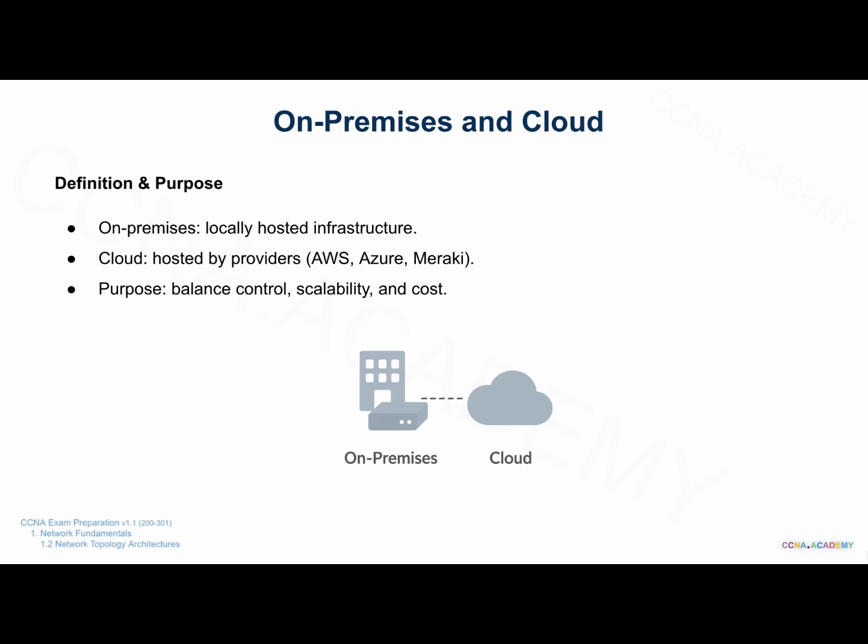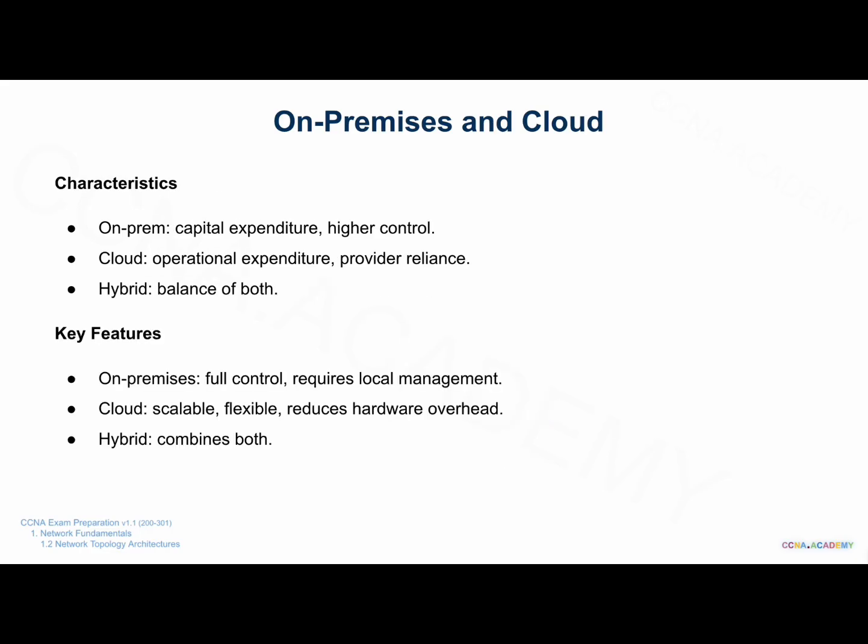The purpose is to give organizations flexibility in where and how services are deployed. On-premises offers full control and data sovereignty, but requires higher capital investment. Cloud provides scalability, agility, and reduced management overhead, but depends on internet connectivity and provider trust. Hybrid models combine both for balance.